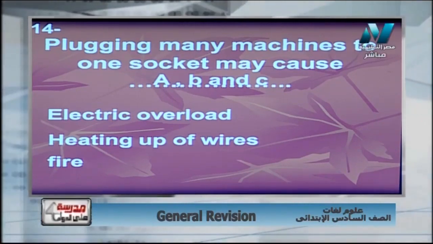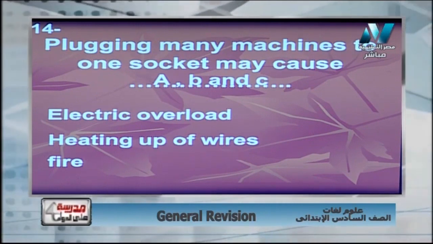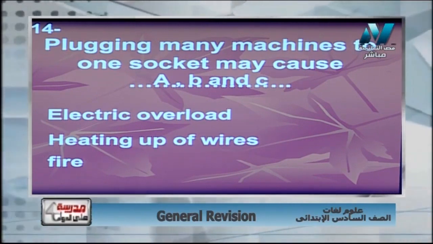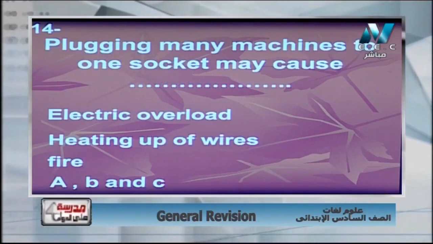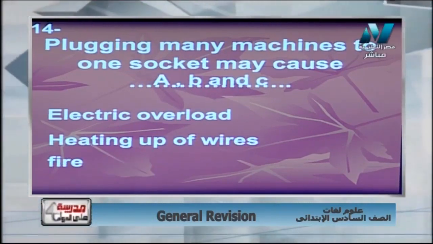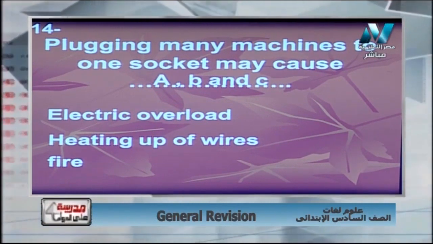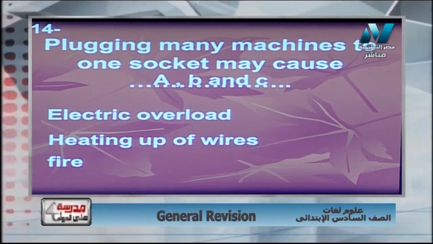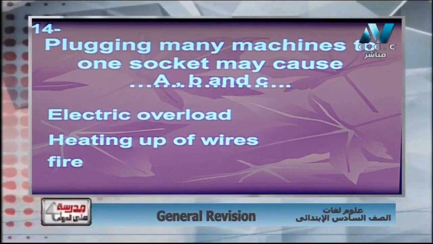It's right. Heating up the wire. It's right also. Fire. Sure, it's right also. So the answer will be that all of them are right. So I can choose the last answer, which is A, B, and C, or sometimes they call it "all of the previous answers are right."